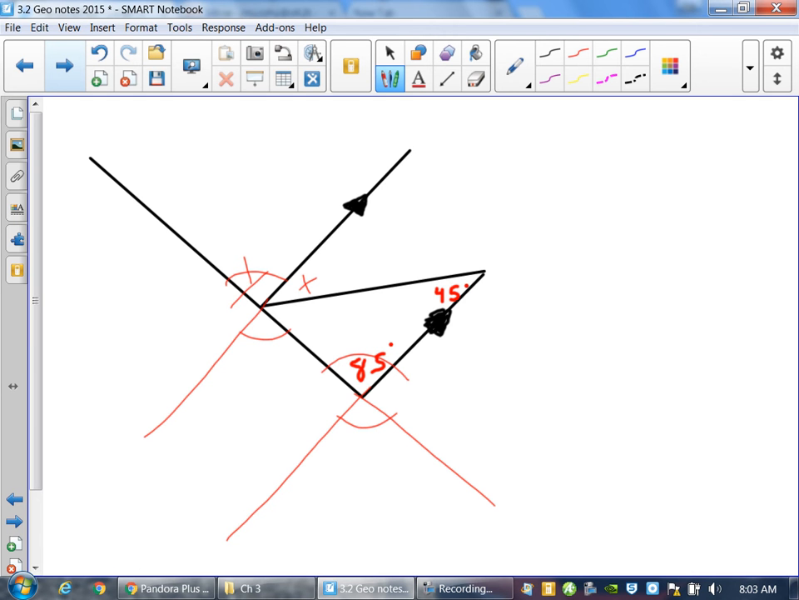What would all three of these have to add up to equal? 180. What's the angle in the middle? 45. And you could also do it another way. Two parallel lines cut by a transversal. You can go that way as well. It works for 45. Okay.